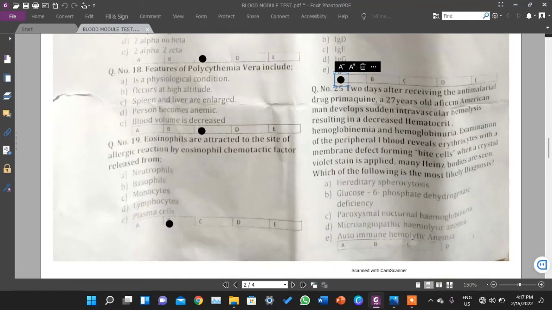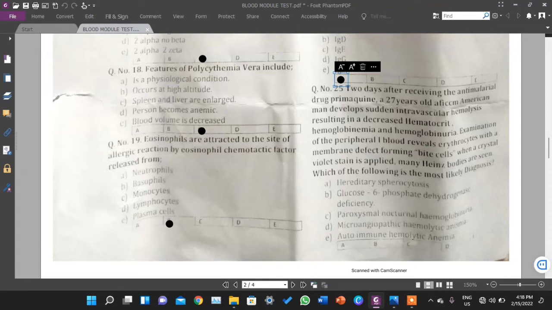Question number 25: two days after receiving an anti-malaria drug, primaquine, a 27-year-old African American man develops sudden intravascular hemolysis resulting in a decreased hematocrit, hemoglobinemia, and hemoglobinuria. Examination of the peripheral blood smear reveals erythrocytes with a membrane defect forming bite cells. When a crystal violet stain is applied, many Heinz bodies are seen. Which of the following is the most likely diagnosis? Hereditary spherocytosis, G6PD deficiency, paroxysmal nocturnal hemoglobinuria, microangiopathic hemolytic anemia, or autoimmune hemolytic anemia.